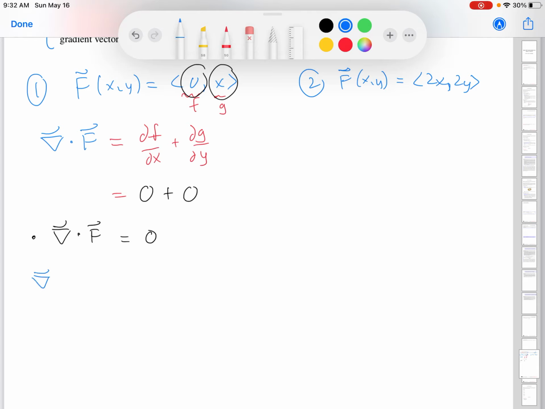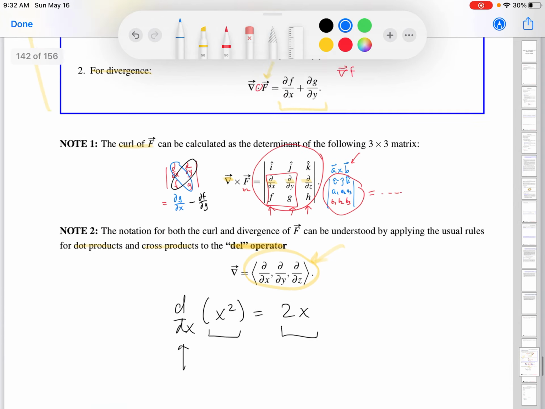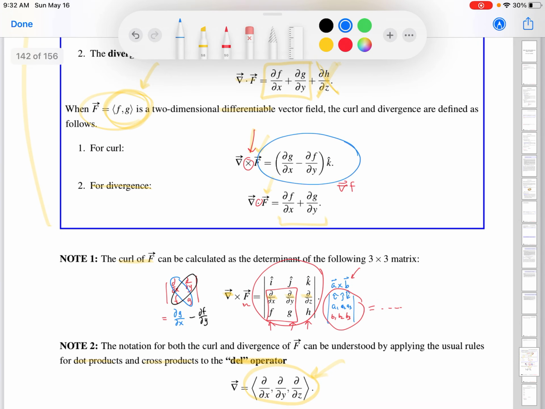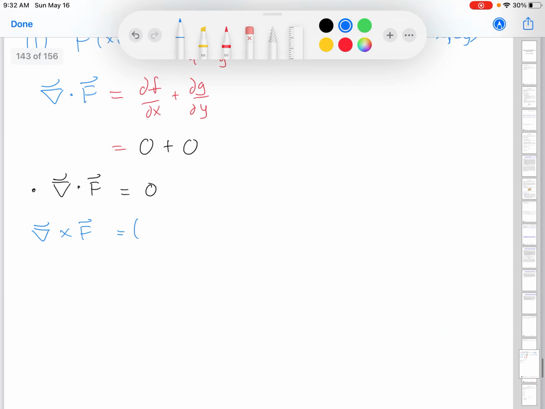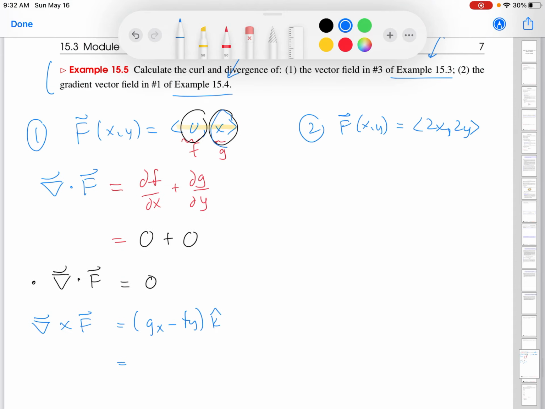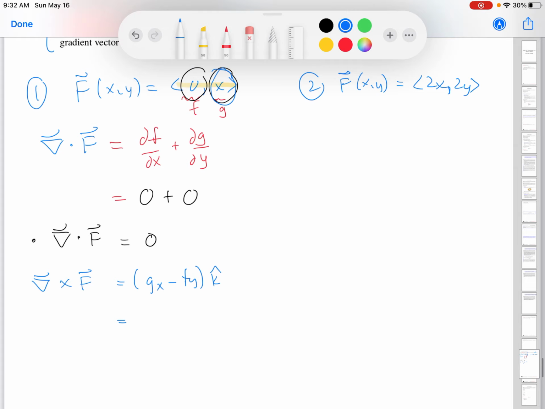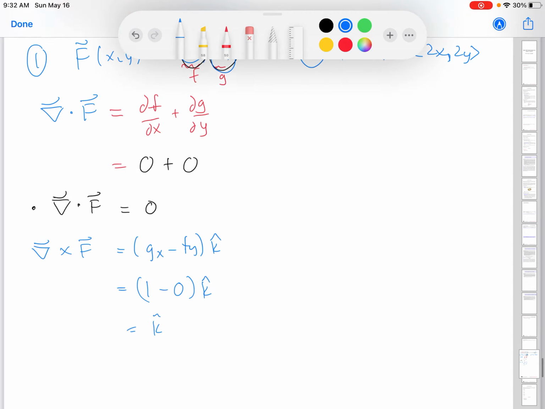Second one is the curl. So this is a two-dimensional vector field. So I'm going to scroll up and remind you what the curl is for that two-dimensional case. Here it is. So g_x minus f_y in the z direction. Okay, g does depend on x, and its partial with respect to x is 1. F here is a number, so its partial is 0. So I get just k hats.